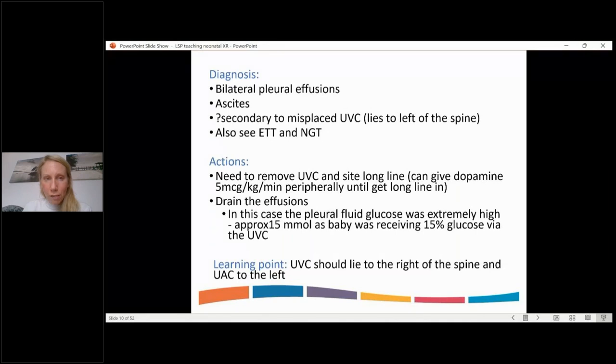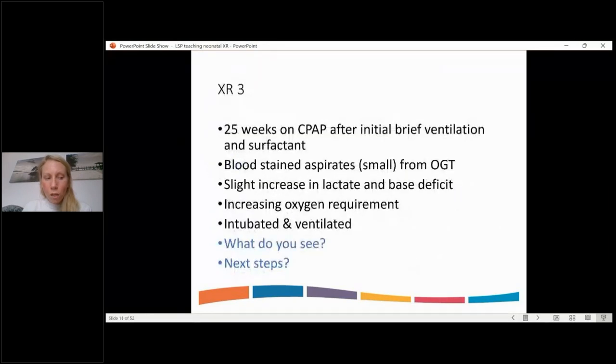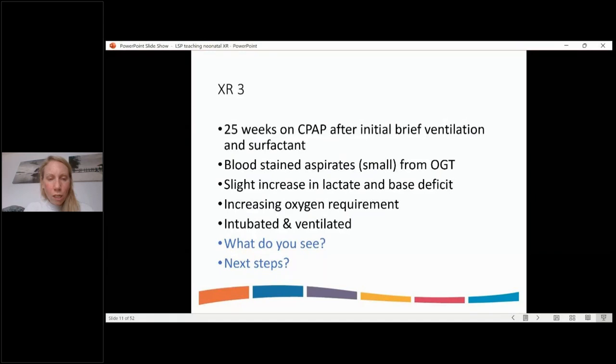Well done for those of you that noticed the effusions. So this one, there was a 25-weeker who's on CPAP after initial brief ventilation and was given surfactant. The nurse has just noticed that she's getting recurrent blood-stained aspirates from the OGT. The OGT is from birth and the baby's now day 3 of life. There's a slight increase in lactate and base deficit. Lactate has gone from 1 to 3.6 and the base deficit from minus 1 to minus 5. And actually the baby was having an increasing oxygen requirement and they've just decided to intubate and reventilate the baby.